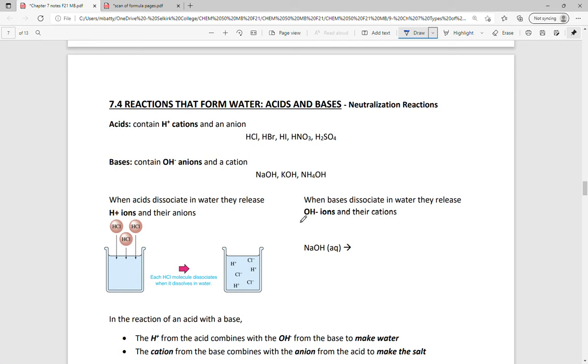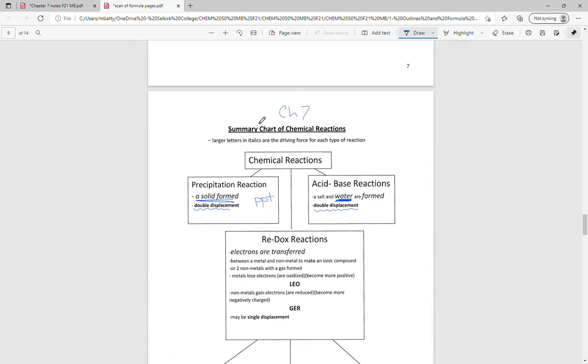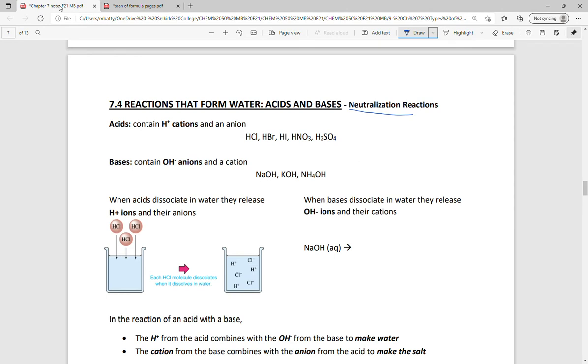So the next kind of double displacement reaction of aqueous solutions would be an acid-base reaction. Acid-base reactions are also called neutralization reactions. On your formula pages, remember all of your chapter 7 is formalized in this chart. So we've done our precipitation reactions, where a solid formed is the driving force. Now we're moving on to acid-base reactions, where the driving force is that water is formed. We're going to keep practicing that pattern of double displacement here as we take a look at these acid-base reactions.